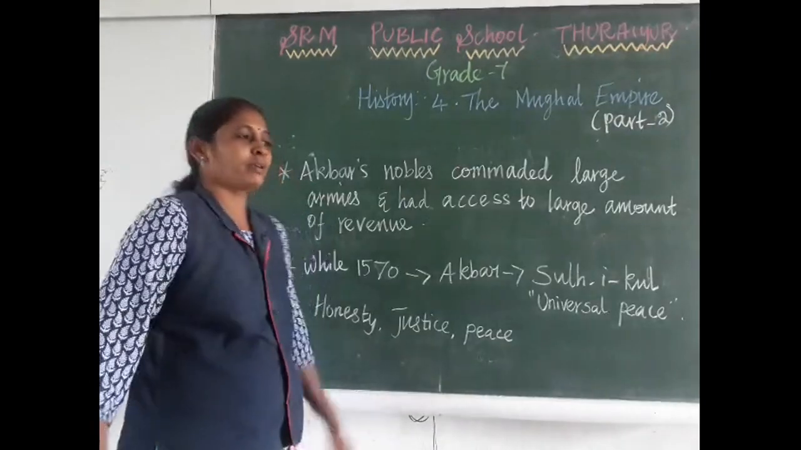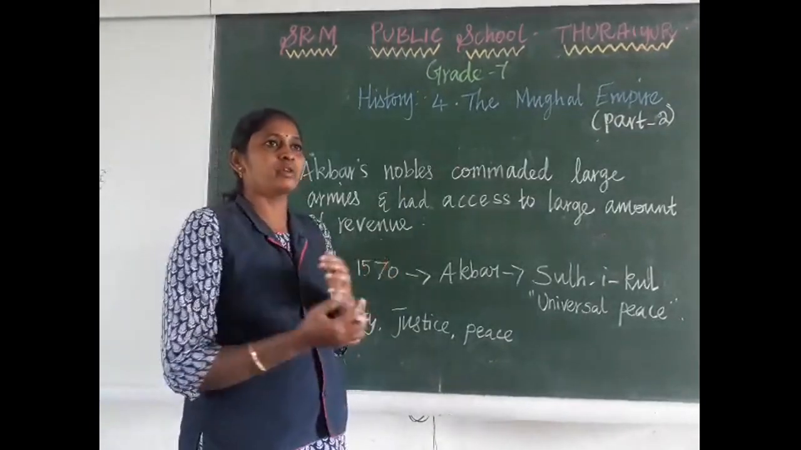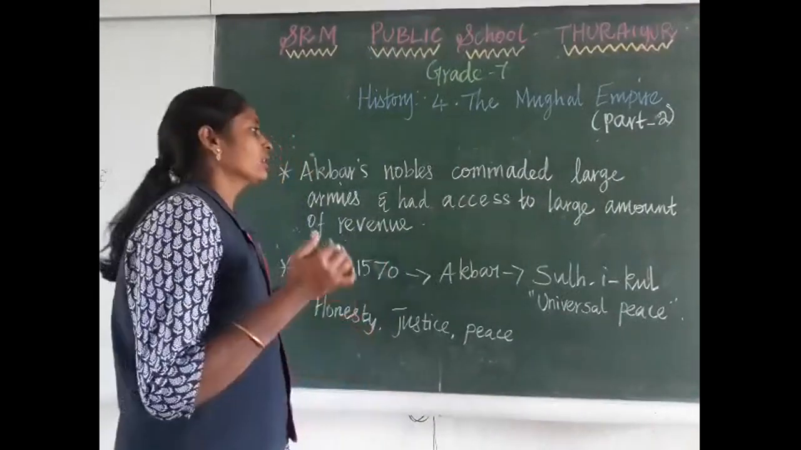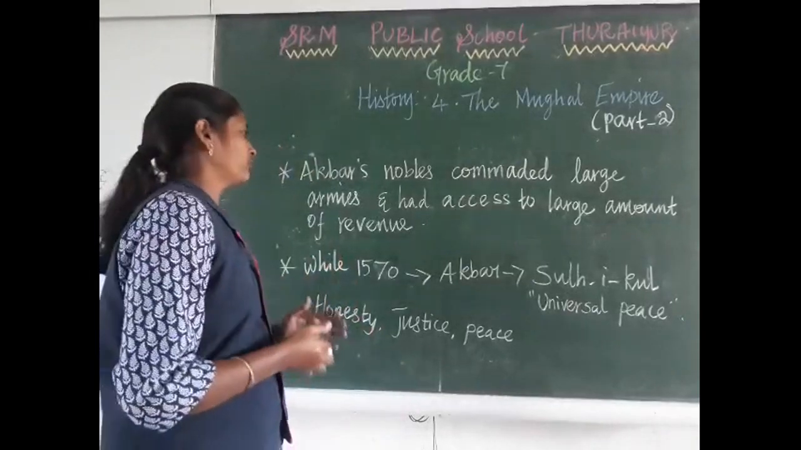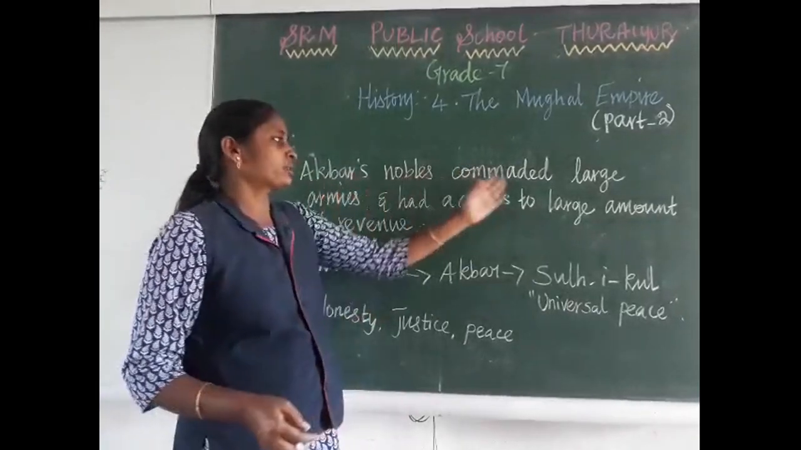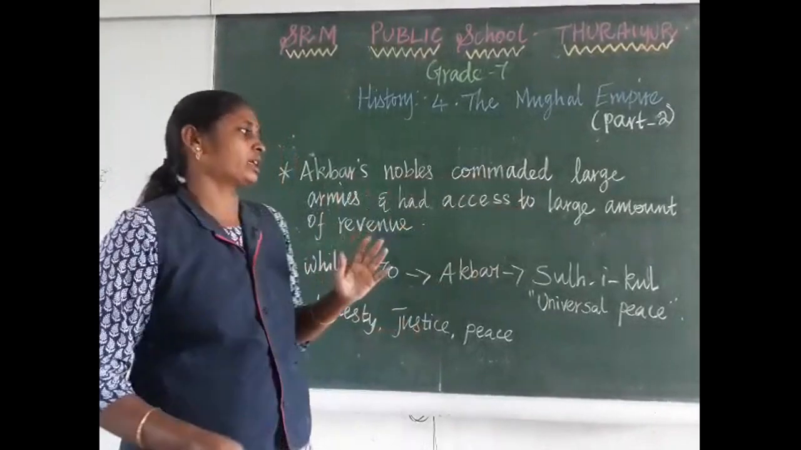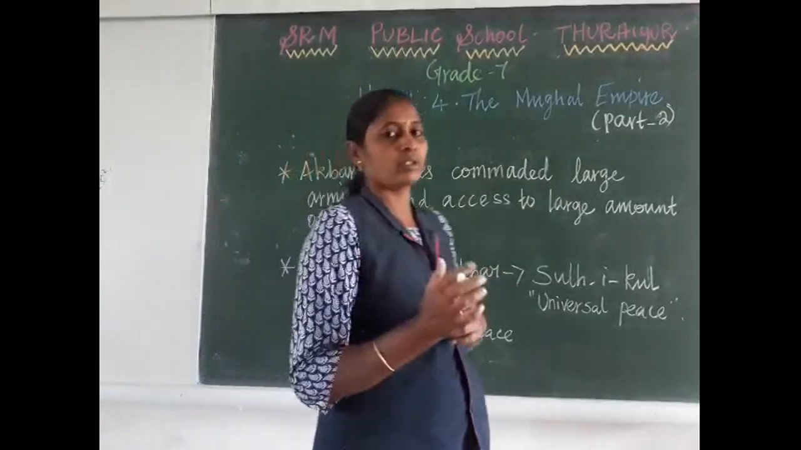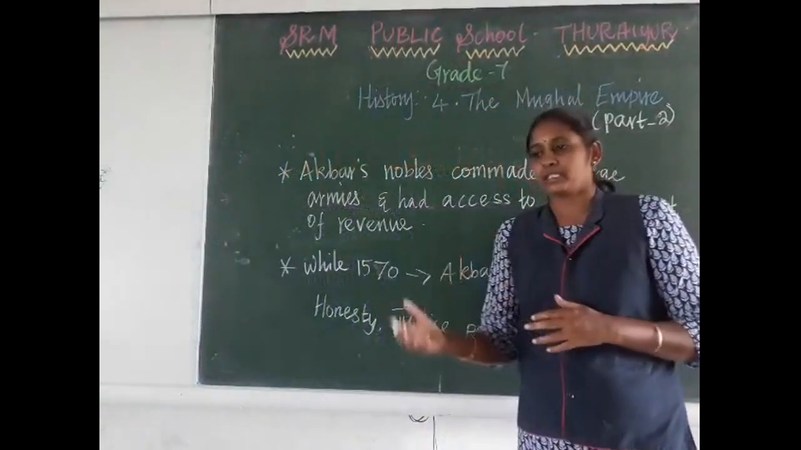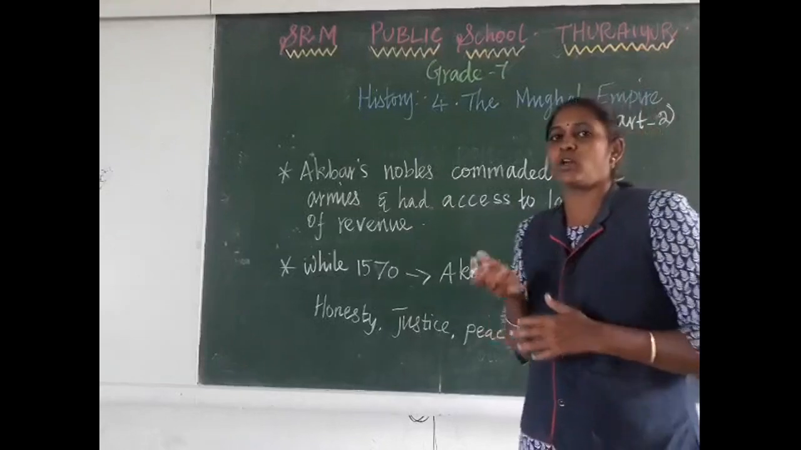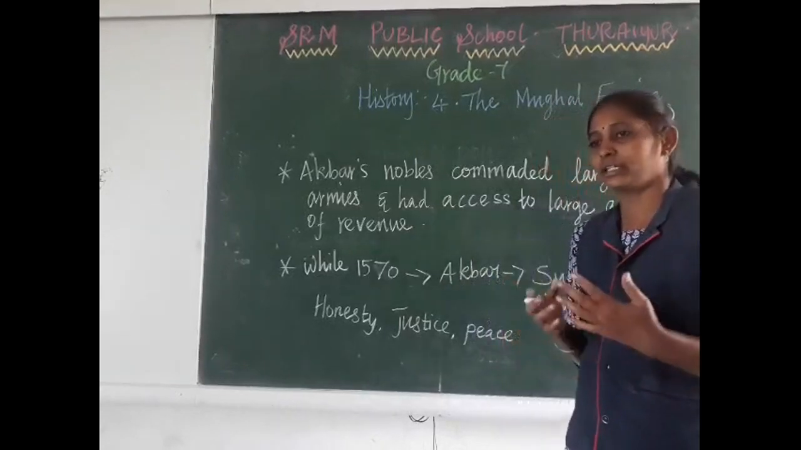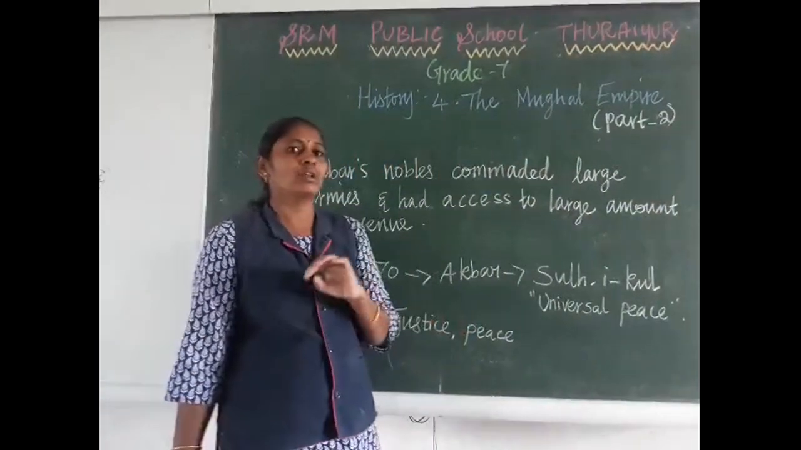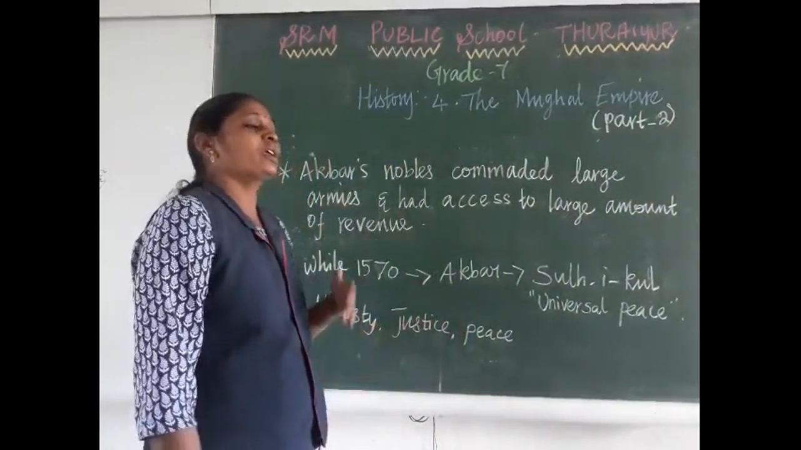Akbar's powerful commanders and powerful nobles were often involved in war and took a lot of wealth. Akbar's nobles commanded a large army and had access to a large amount of revenue. So they were taking a large amount of revenue. During Akbar's rule, the entire economy developed in a huge manner. As I already said, he ruled 49 years, and under his rule all the sectors developed very highly.